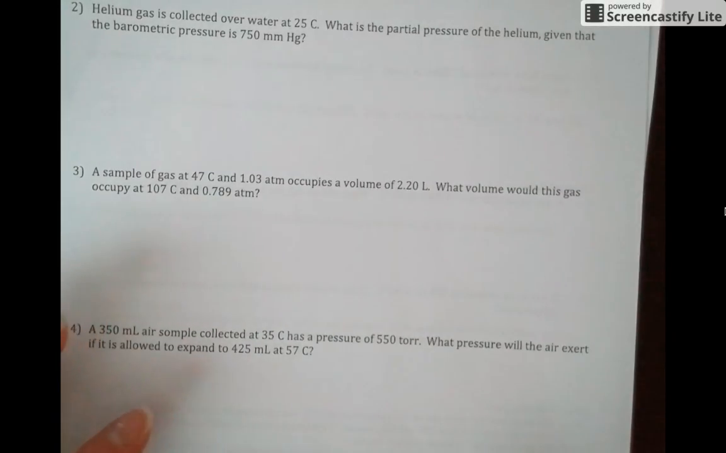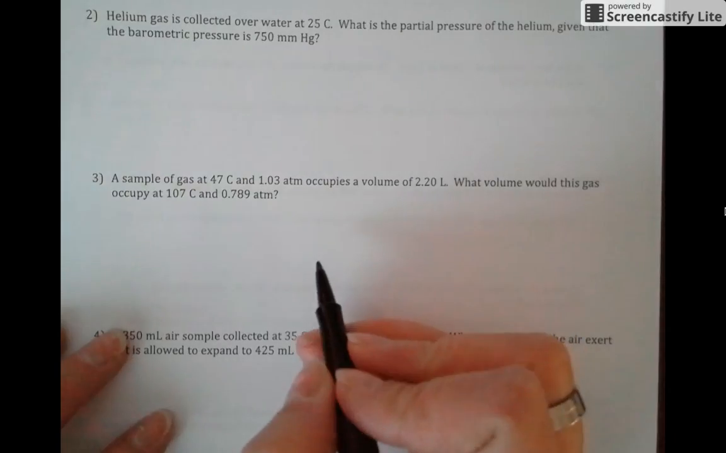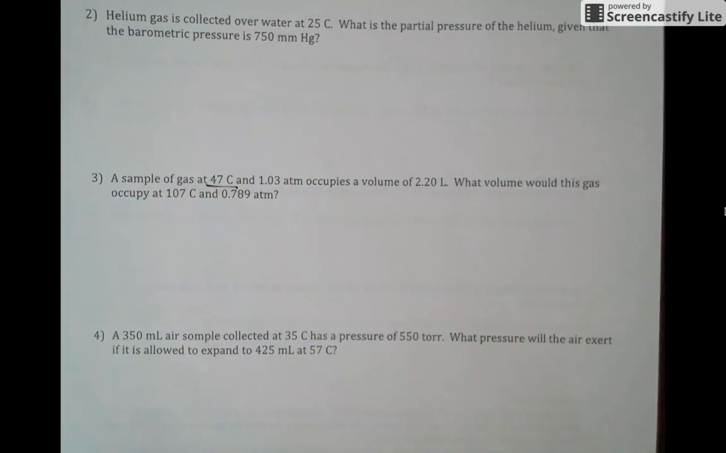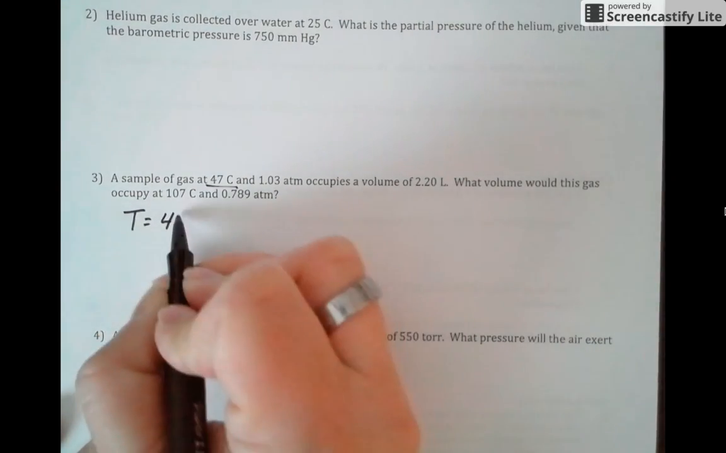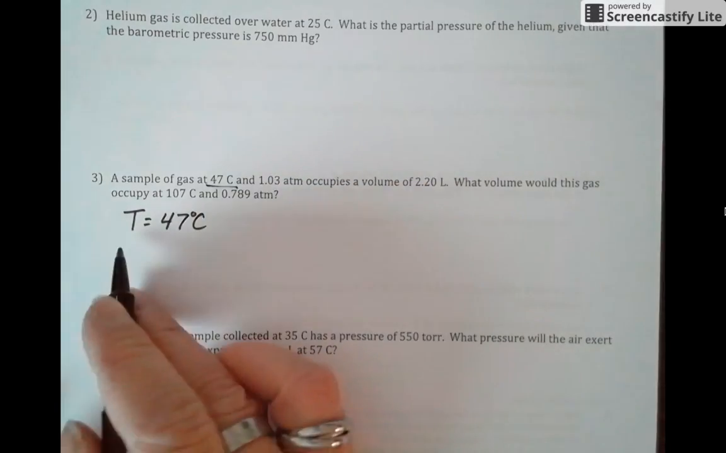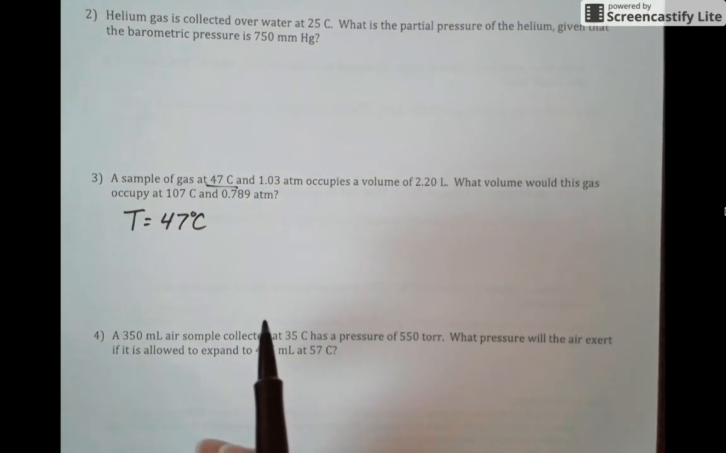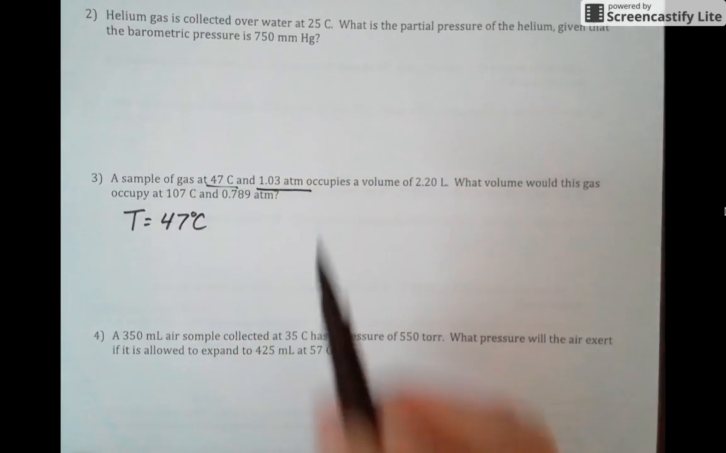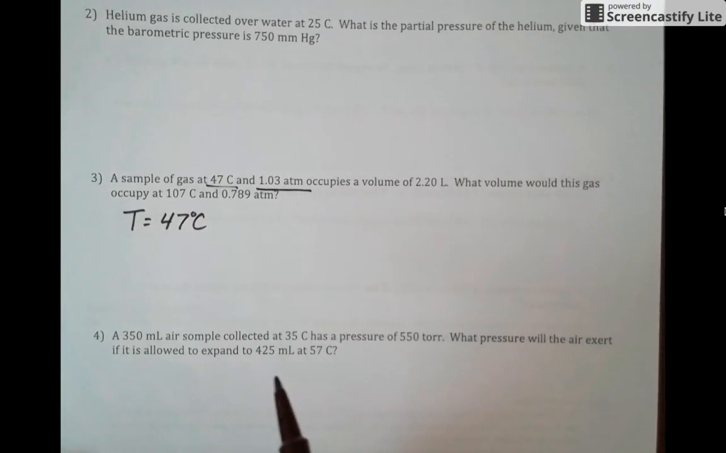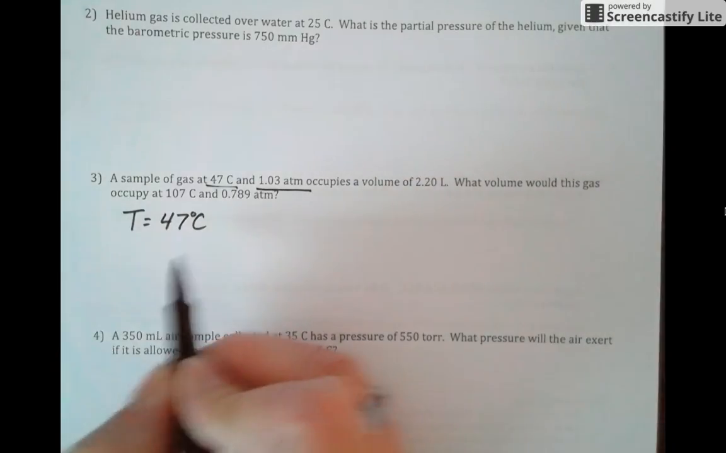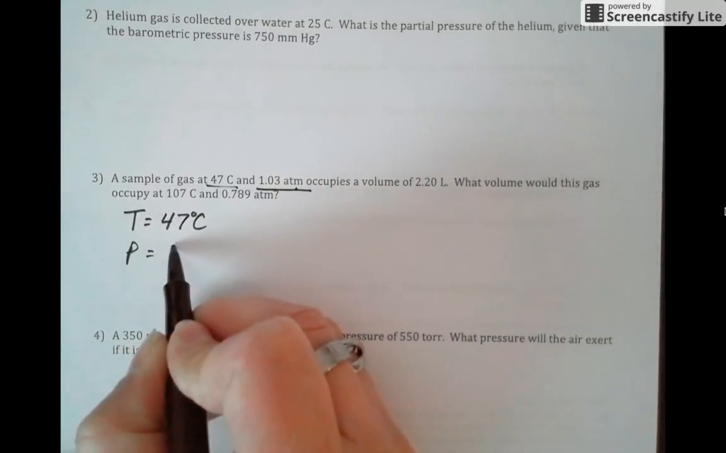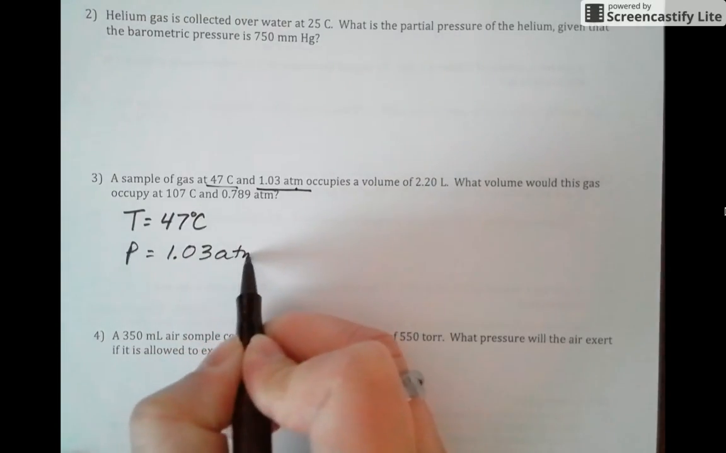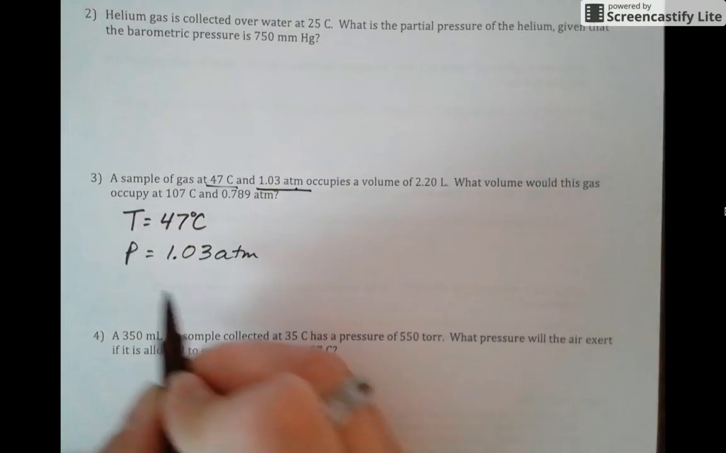Quiet, guys. Number 3, a sample of gas at 47 degrees Celsius. So when you see Celsius, you know that it's temperature. So right away, just put T and put what it is. So as you're reading it, I would write down your knowns, and that helps you figure out what equation to use. And then 1.03 atmosphere. So what variable is that? Atmosphere is a unit for pressure. And it occupies a volume of 2.2 liters.